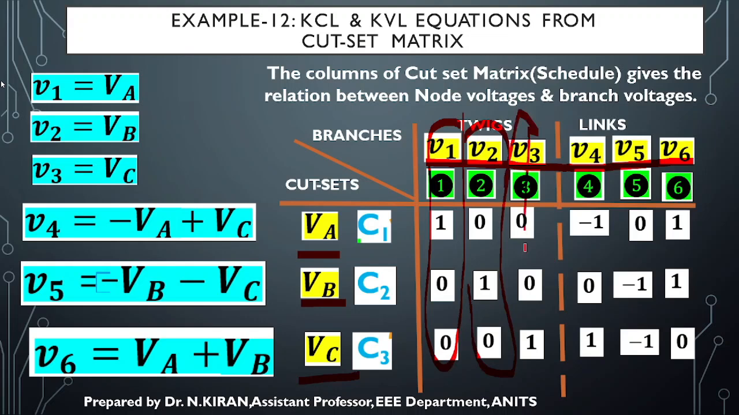The third column gives VC is equal to V3. In the fourth column, I have -1 near VA and +1 near VC, so V4 will be VC minus VA. The fifth column has -1 near both VB and VC, so V5 will be minus VB minus VC. The last column has +1 near VA and +1 near VB, so VA plus VB will be V6.